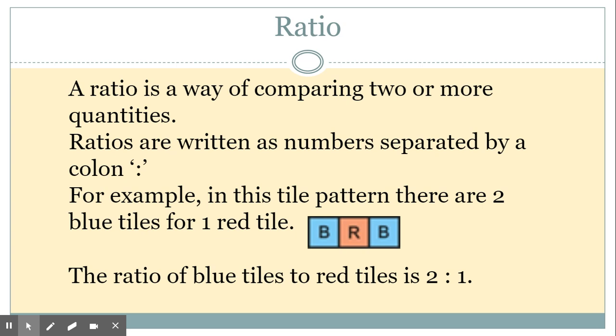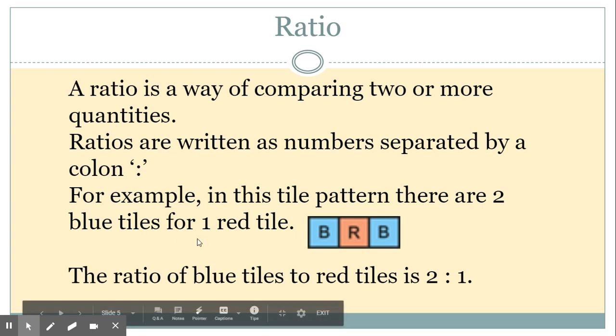For example, in this tile pattern, there are two blue tiles for one red tile. Two blue tiles for one red tile. The ratio of blue tiles to red tiles is 2:1.